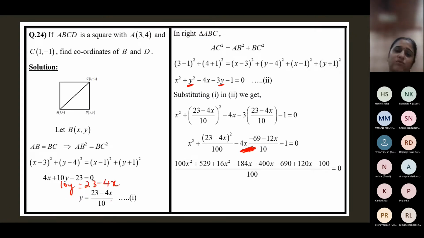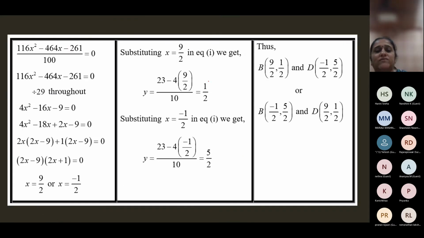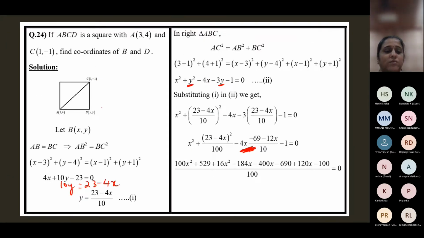y is equal to (23 minus 4x) by 10. So you substitute both the x values there, one at a time, and you find the corresponding values of y. When x is 9 by 2, what is the value of y? When x is minus 1 by 2, what's the value of y? So like that, you get 2 addresses. What is B? B is given by x comma y.